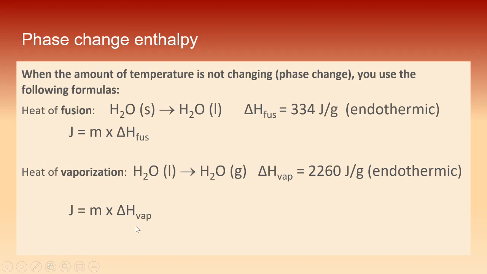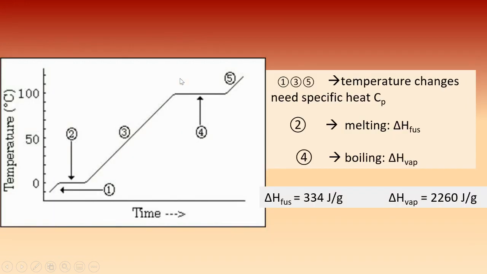So thanks to the term vaping that has swept the nation, delta H vap being a liquid to a gas makes sense to people. Fusion is a little harder to remember, fusion being solid to liquid or liquid to solid. All right, so I do expect you to know how this graph works. Okay, that you're heating up solid, melting a solid, heating up a liquid, boiling a liquid, heating up a gas. Okay, so in 1, 3, and 5, where temperatures are changing, you would use that specific heat equation. You would use delta H fusion when it's melting and delta H vaporization when it's heating to a gas.